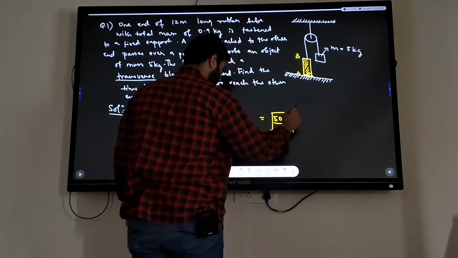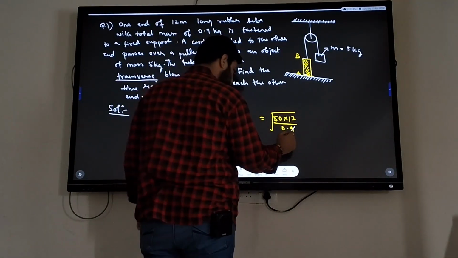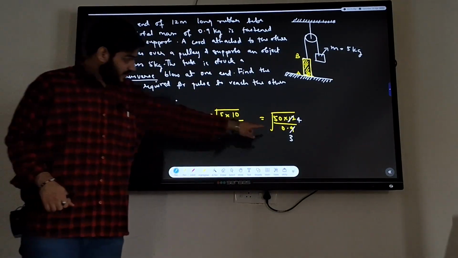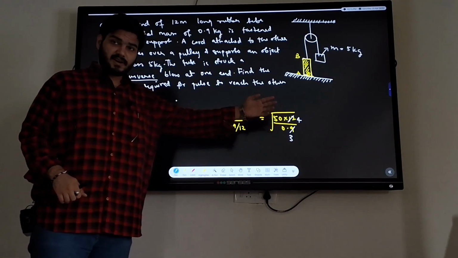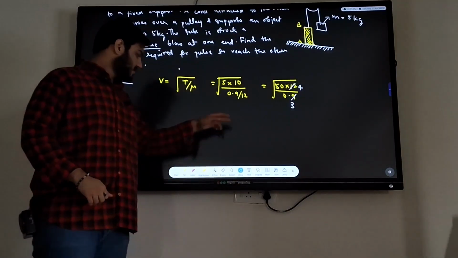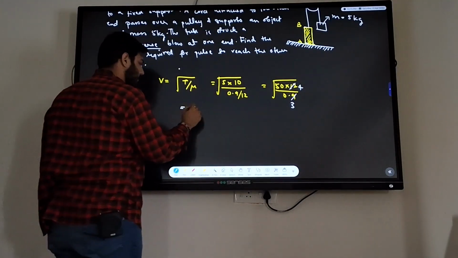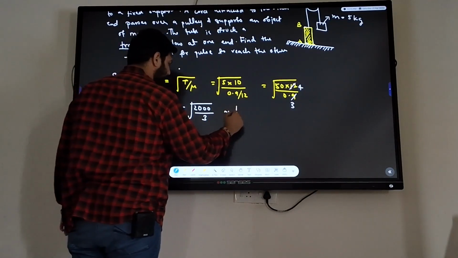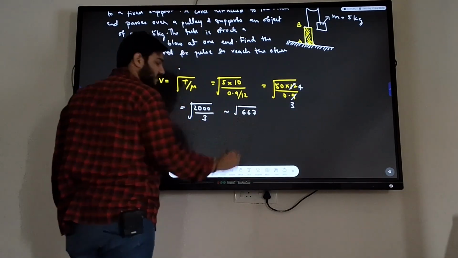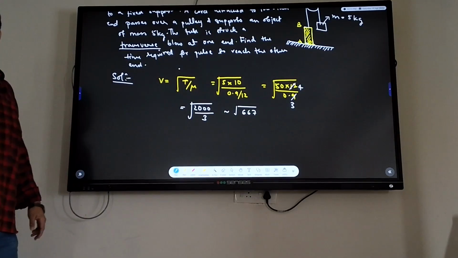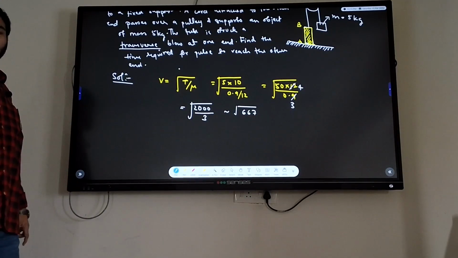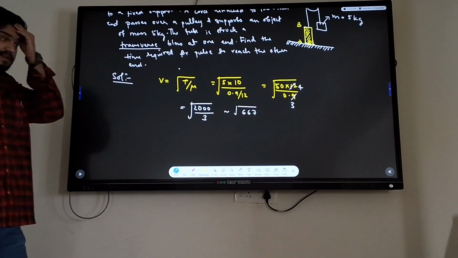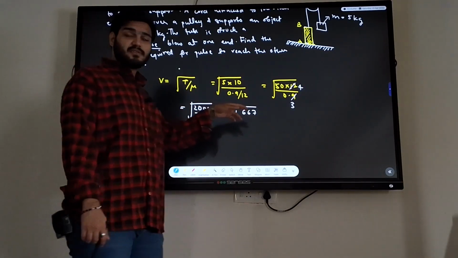0.9, I think it is cancelling with the table of 3. 3 3s and 3 4s. The point goes up, 5500, 500 into 4, 2000 divided by 3, and this is approximately root 667. Now which root is the closest root? What is 25 squared? 625 is 25 squared and 26 squared is 676.